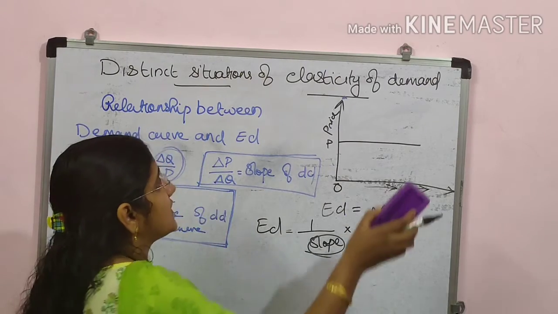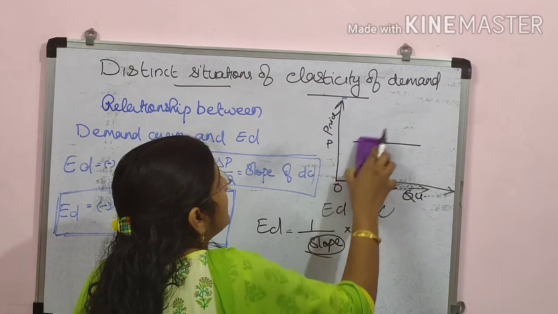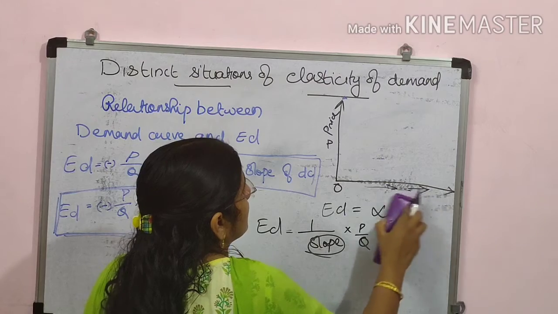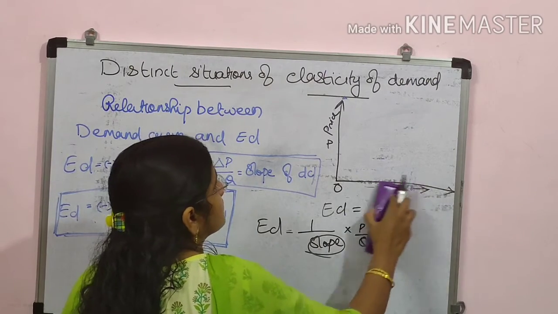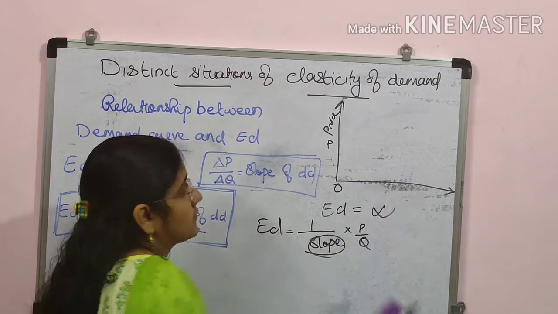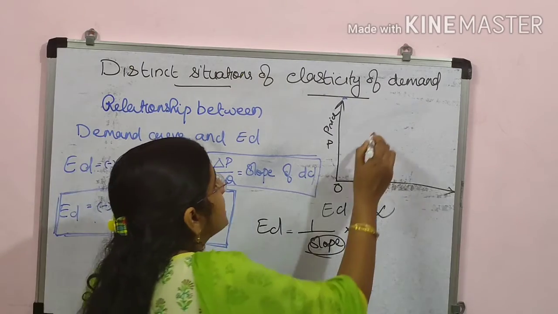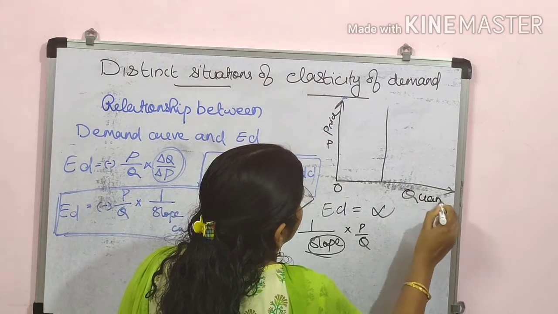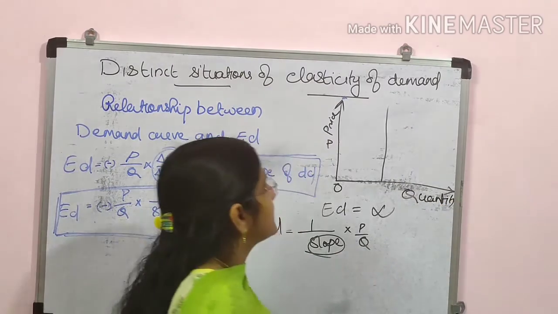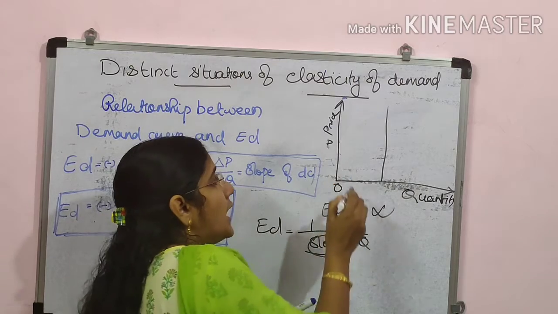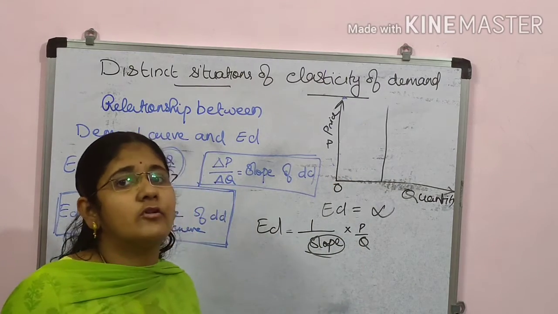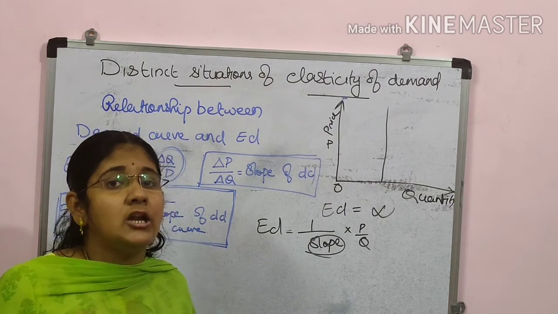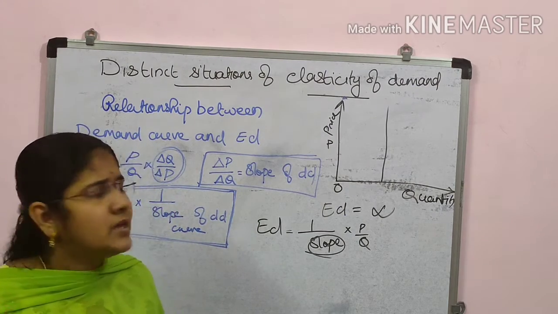Then the next case is a vertical line. This is a vertical line. Okay. Then what about this case? Here, students, whatever the price of the commodity is, there will be the same level of quantity demanded.